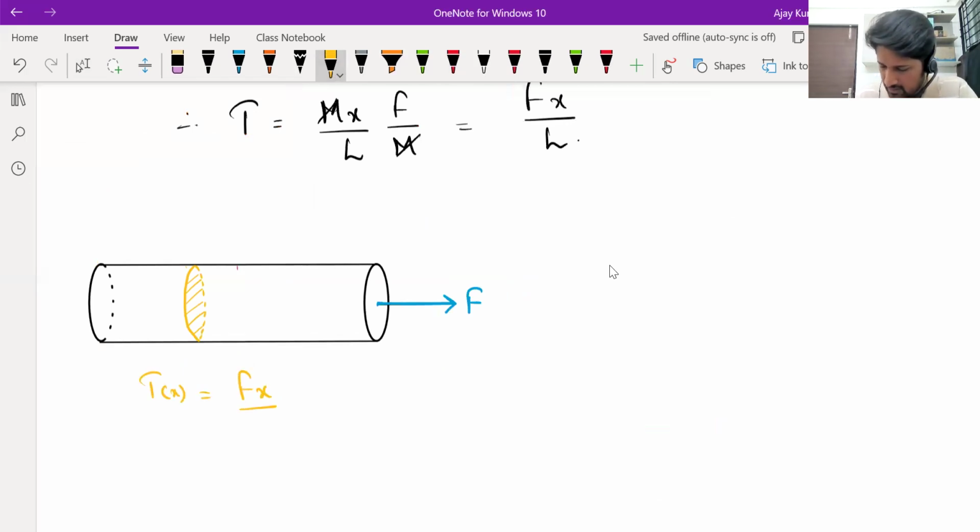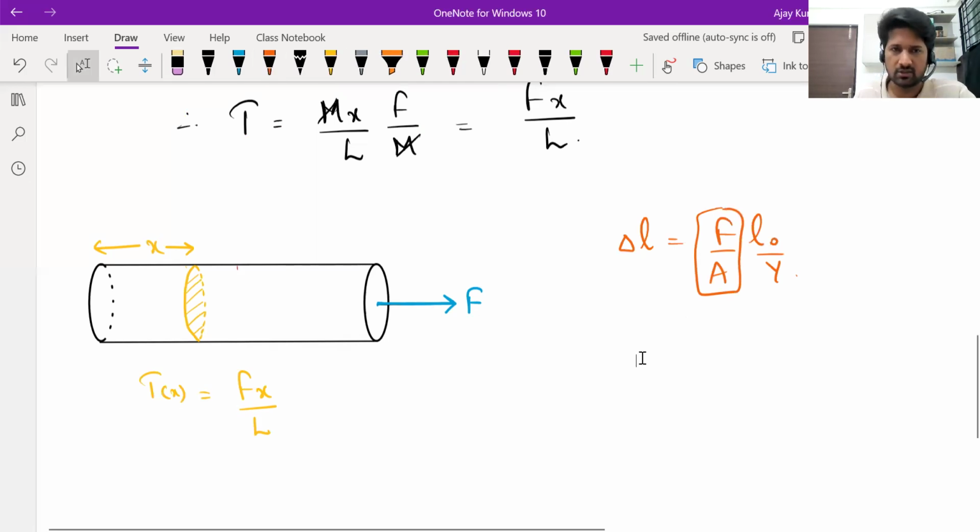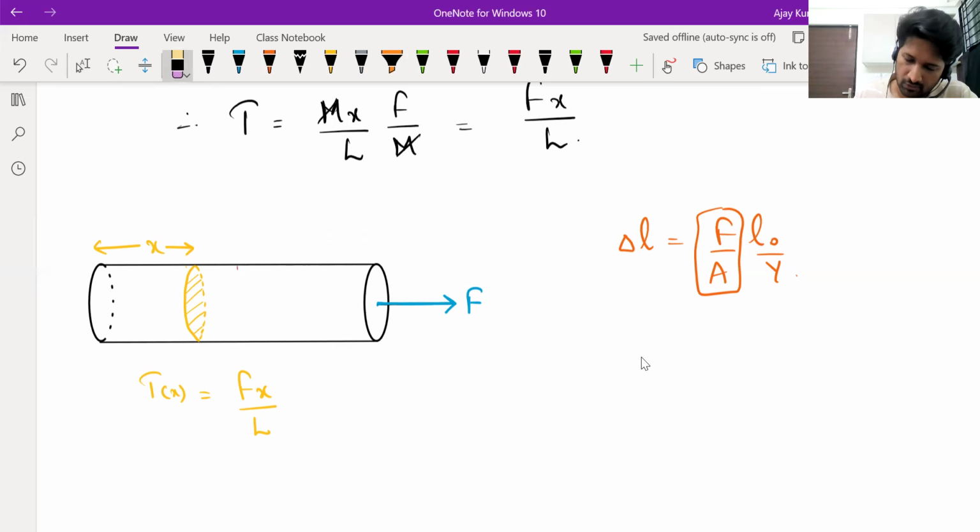So we got tension here as Fx by L. Now see, tension varies based on the distance from the other end of the wire. So from distance to distance, if it is varying, clearly it's a non-uniform stress. But if you want to find out elongation, the only formula you have for elongation is elongation is equal to F by A into L naught by Y. Now, if F by A, if the stress is same everywhere, you can apply this to the entire wire at once. But now you cannot, stress is non-uniform. So you have to take elements where the stress can be assumed to be uniform. And how do you take such elements? They have to be small elements like this.